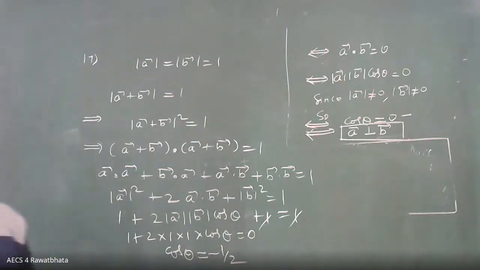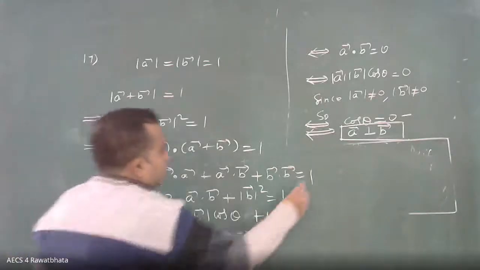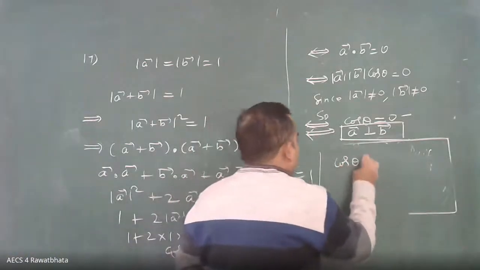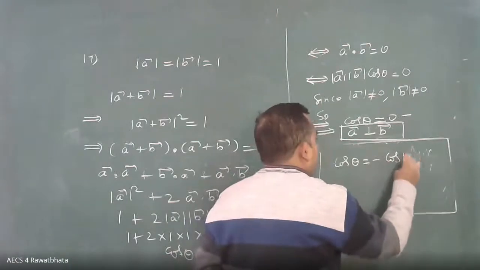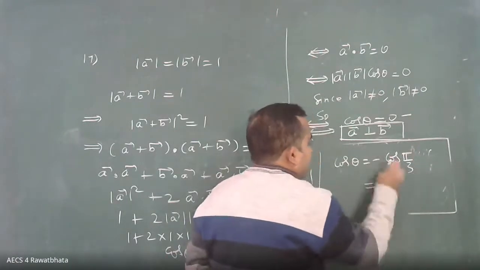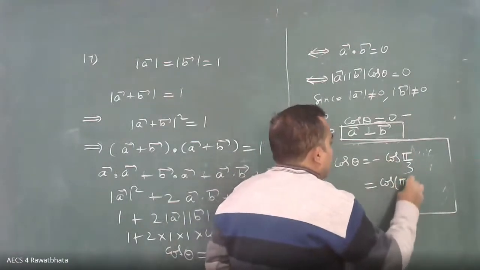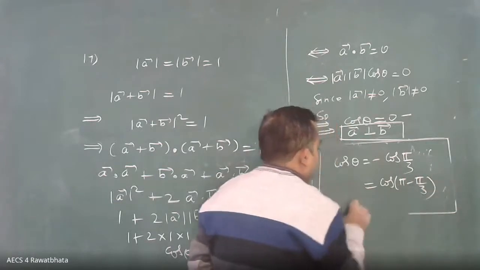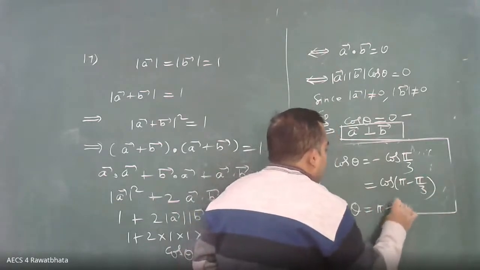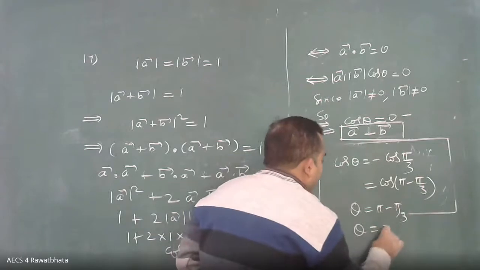So theta will be how much? 2 pi by 3. Yes. Means that cos theta equals minus cos pi by 3. So if you want to remove this minus, cos of pi minus pi by 3. So theta will be equal to 2 pi by 3.